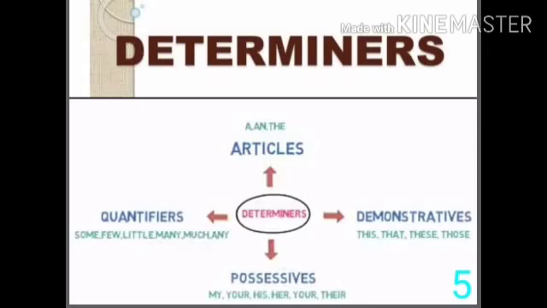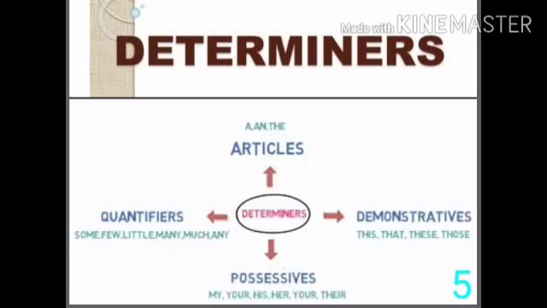First, articles, which are a and the. Second, demonstratives, which are words like this, that, these, those. Third, possessives, which are words like my, your, his, her, their. And fourth one, quantifiers, which are words like some, few, little, many, much, any. Now, let's have 2 examples of each type to make you clear about them.